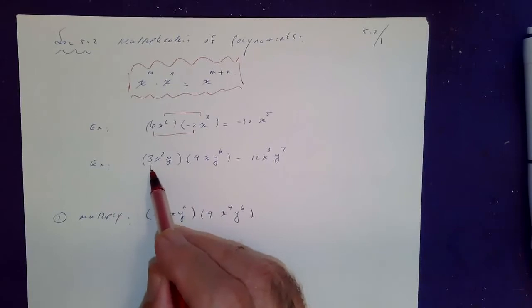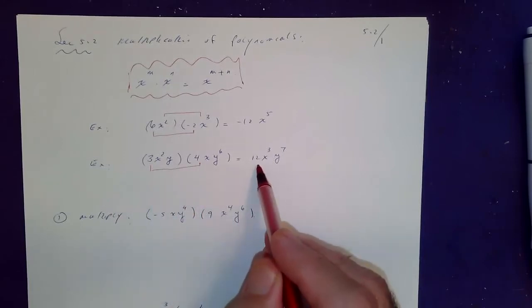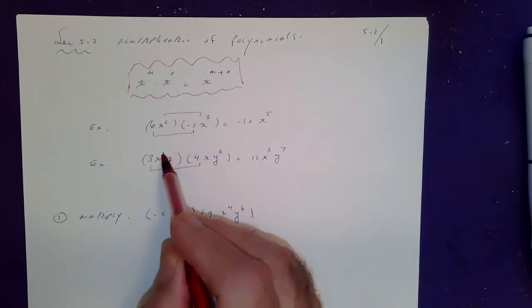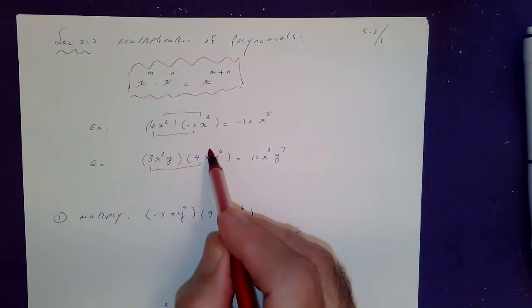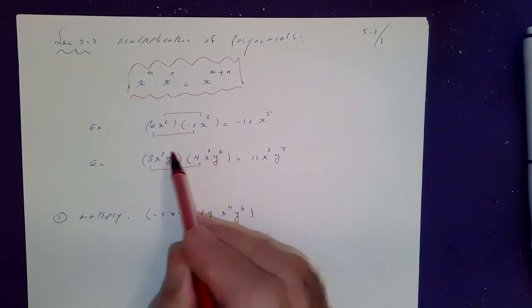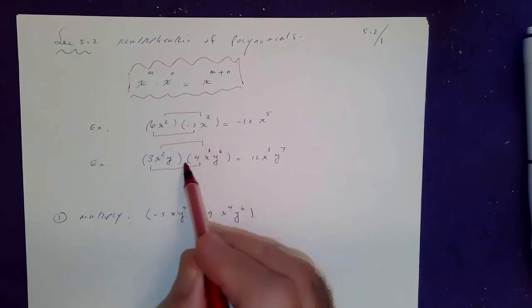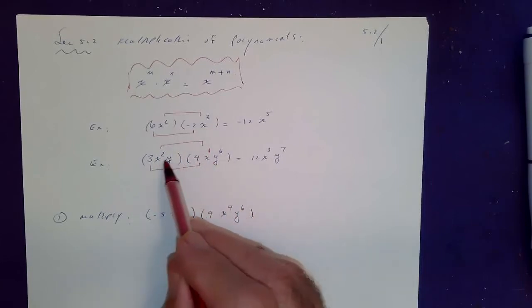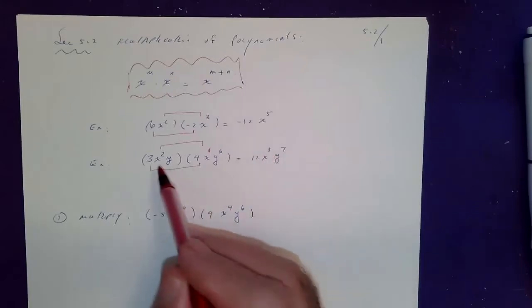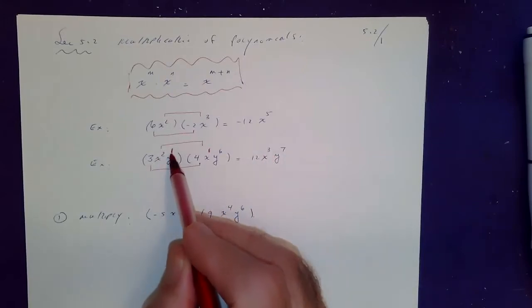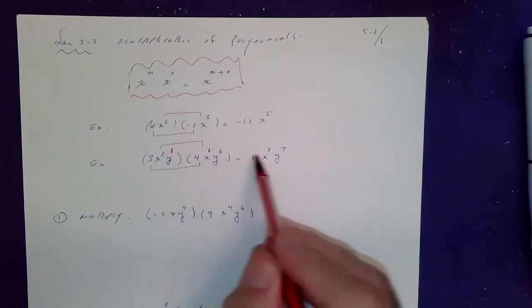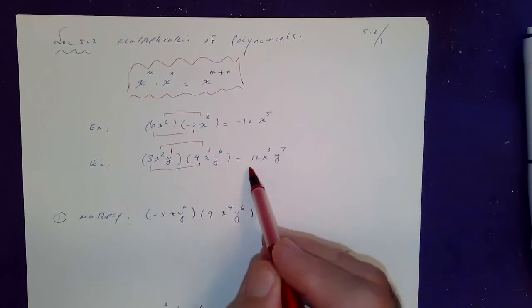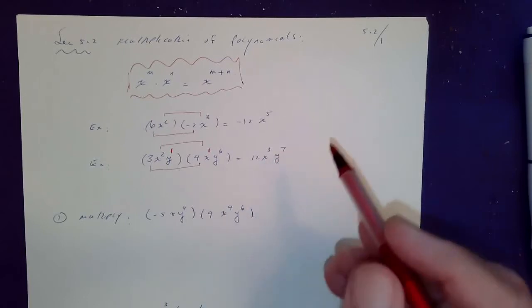In this problem, first you multiply 3 by 4, you get 12. Then you multiply the x's. Remember, if a variable doesn't have a power, that means it's power of 1. You don't see it by default. So this would be x to the third power. And y doesn't have a power here, so it's 1. 1 plus 6 gives you 7. So the answer is 12x cubed y to the 7.